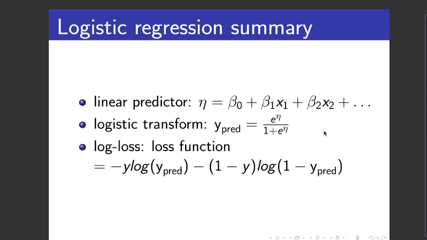Where does that leave us? 3 things. If we're talking about logistic regression, we are talking about a linear predictor that you see in front of you, a logistic transform, where the prediction is e to the eta over 1 plus e to the eta, and finally, what we do once we have those 2 things set up, we ask our computer to minimize the log loss function, which is given in front of you. Enough of that. We're going to head straight over to H2O, and we're going to try and solve the Titanic with logistic regression and elastic net. Here we go.